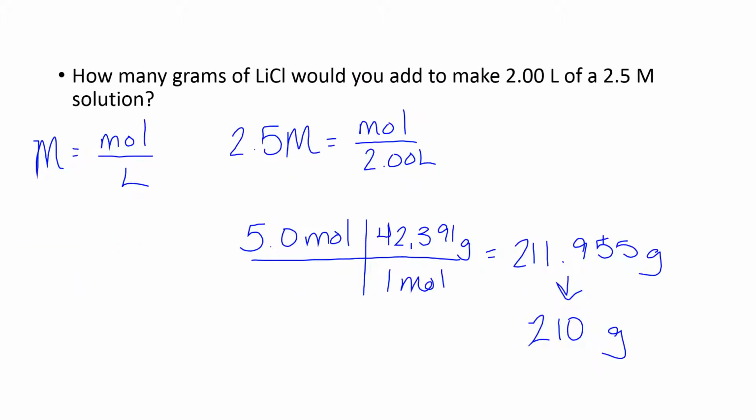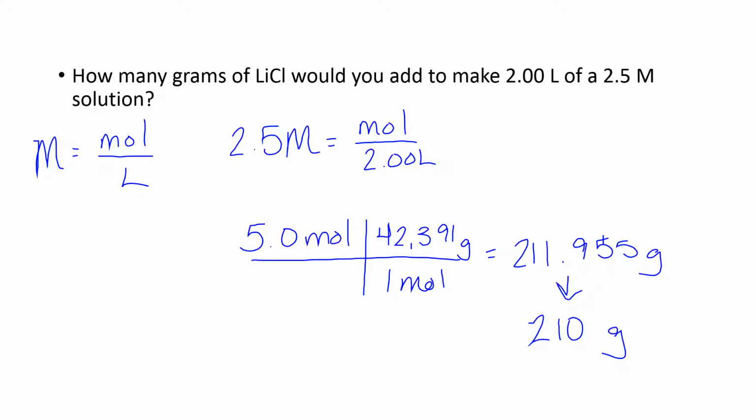This time it wants to know how many grams of lithium chloride you would add to make 2 liters of a 2.5 molar solution. So we know molarity, we know volume, and it wants grams. Remember, molarity is moles over liter. So we can plug in our molarity, 2.5 molar. We don't know moles to get to grams, and our volume is 2 liters. So you can find out that we actually have 5 moles.